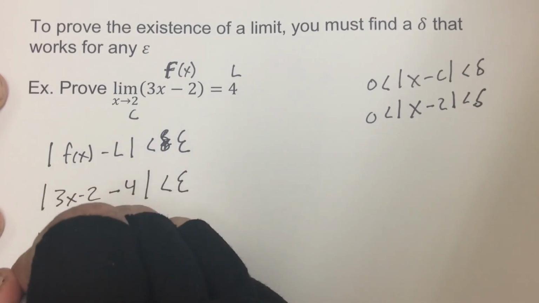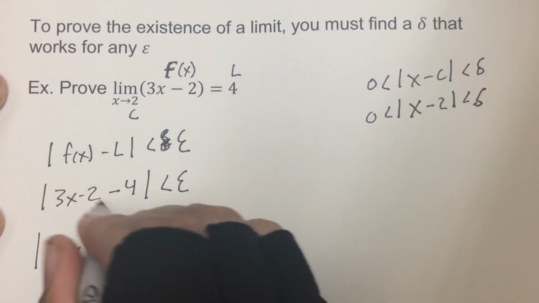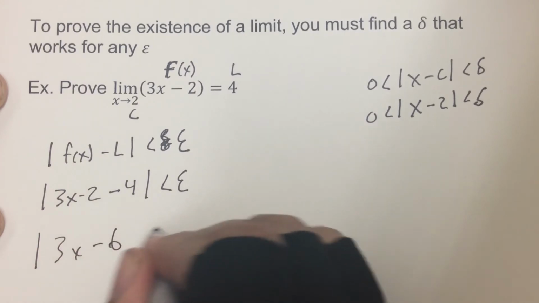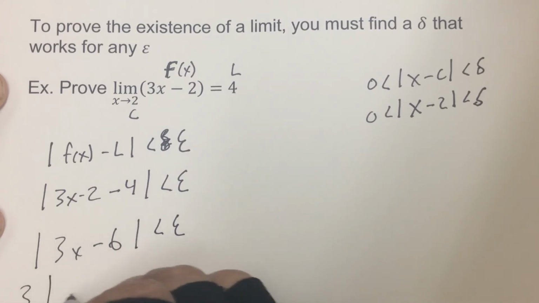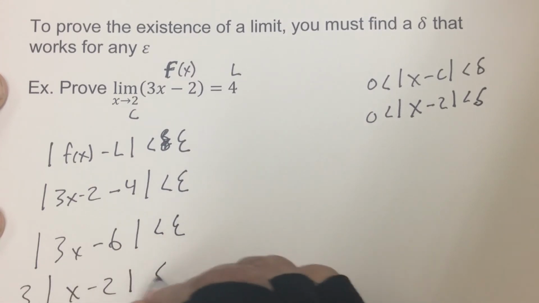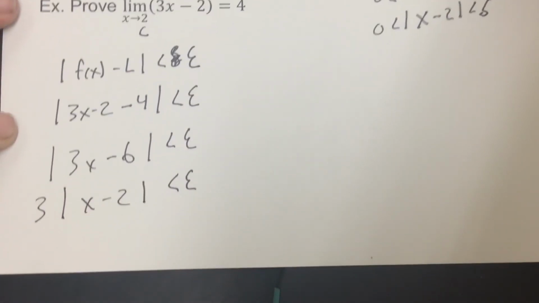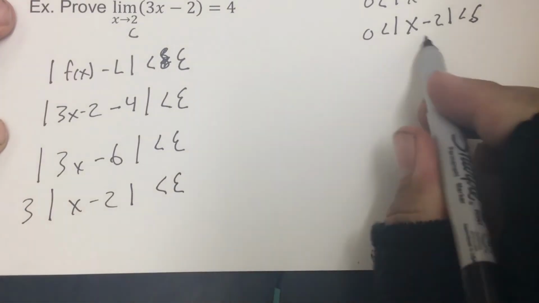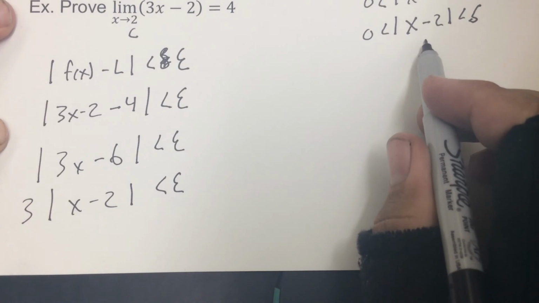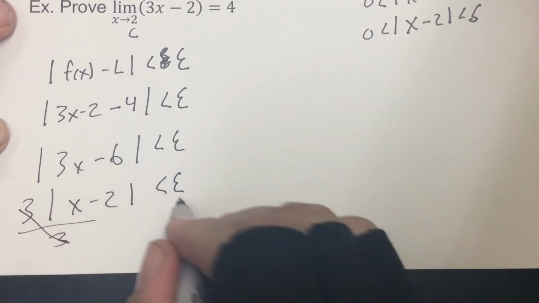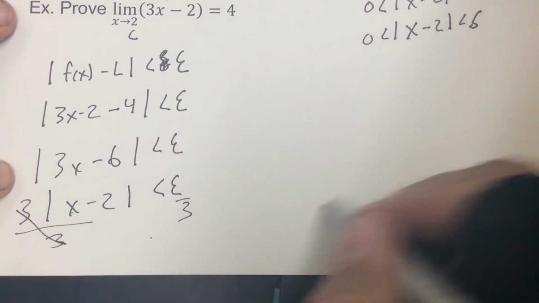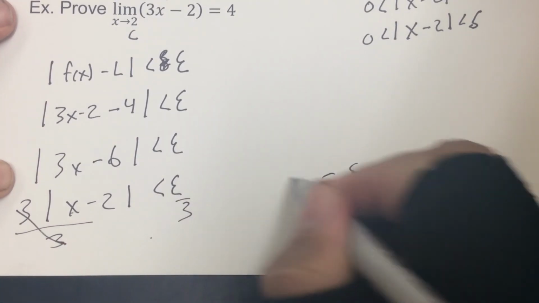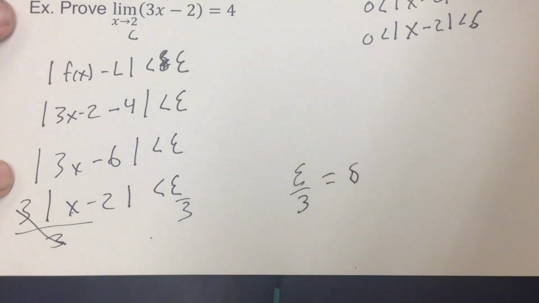So if we simplify this down, we're going to get 3x, then minus 2 minus 4 is going to be minus 6, is less than our epsilon. So we're going to pull out a 3 here to make this x minus 2 less than epsilon. To get this to be where it needs to be, because we're trying to make it match x minus 2 in absolute value, we would divide by 3. So in that case, when we sub this in, our delta has to be whatever epsilon is divided by 3. It has to be within that.